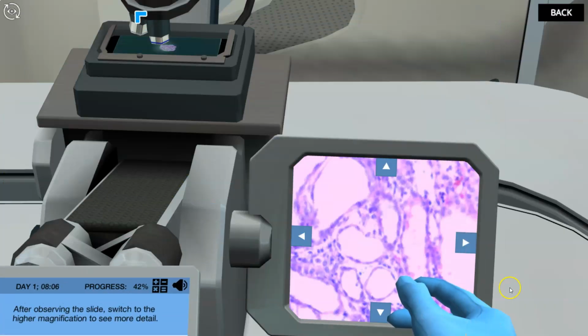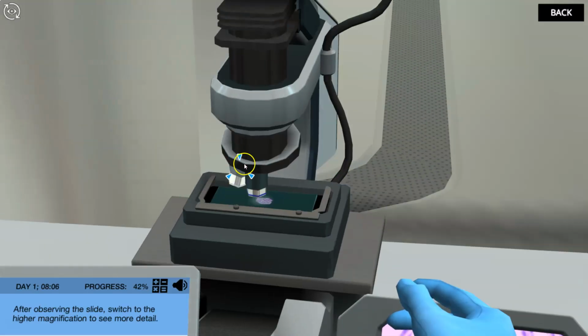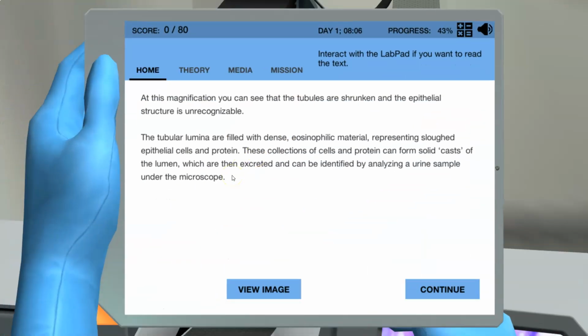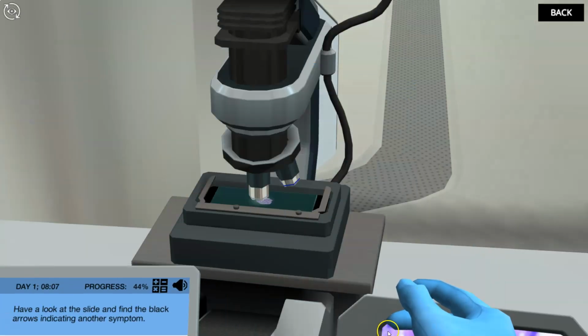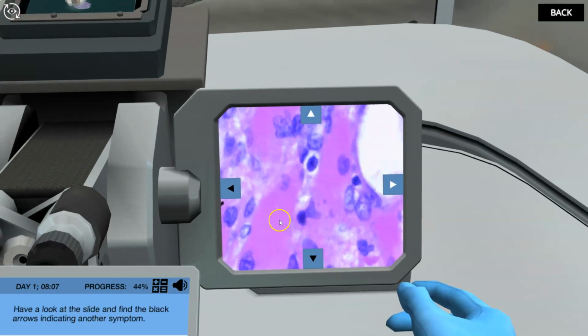After observing the slide, switch to the higher magnification to see more detail. At this magnification you can see that the tubules are shrunken and the epithelial structure is unrecognizable. The tubular lumina are filled with dense, eosinophilic material, representing sloughed epithelial cells and protein. These collections of cells and protein can form solid casts of the lumen, which are then excreted and can be identified by analyzing a urine sample under the microscope. Have a look at the slide and find the black arrows indicating another symptom.